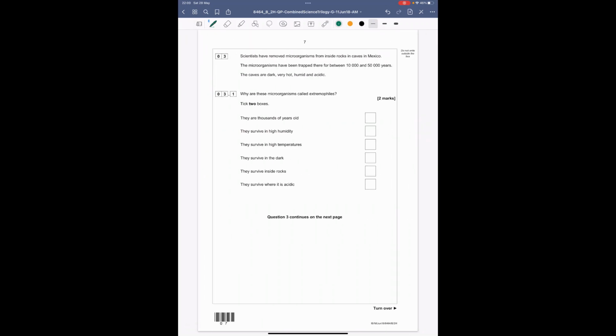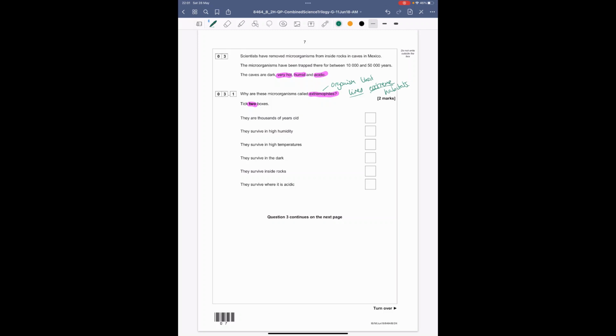Question number 3 then. Scientists have removed microorganisms from inside rocks in the caves in Mexico. The microorganisms have been trapped there between 10,000 and 50,000 years. The caves are very hot, humid, and acidic. Why are these microorganisms called extremophiles? Tick 2 boxes. Well, an extremophile is an organism that lives, quite simply, in extreme habitats.